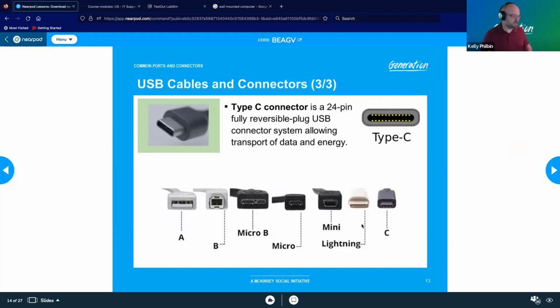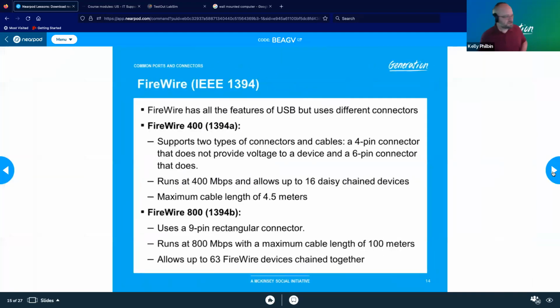So yeah, we're going to see the Lightning kind of go by the wayside in lieu of the C. If Apple wants to play too many games with it, they'll start becoming irrelevant again, like they were in the 90s and early 2000s. So customers only want to deal with so much hassle. They like things that just work.